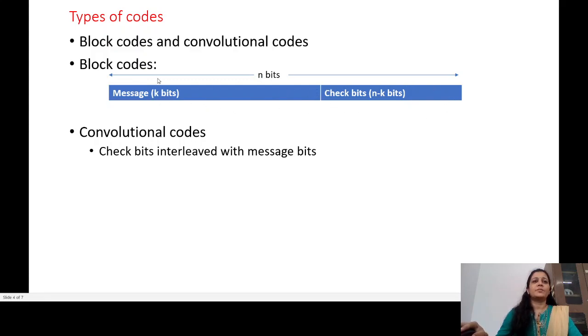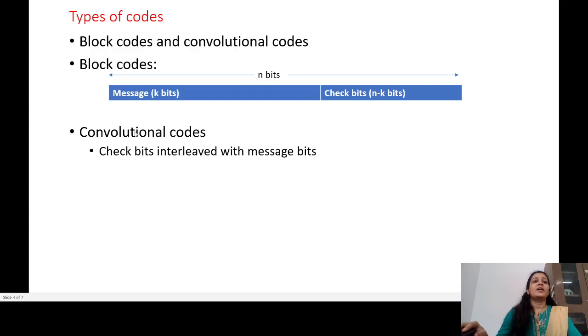To be more specific, these are the message bits generated by our source encoder, which your channel encoder is placing as they are, but with the help of these message bits it is going to generate n minus k check bits. So this part is generated by the source encoder and this part is generated by the channel encoder.